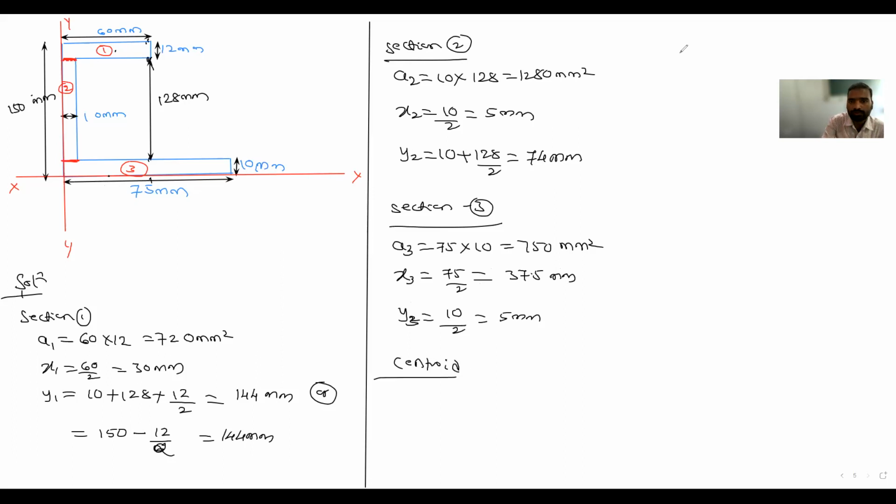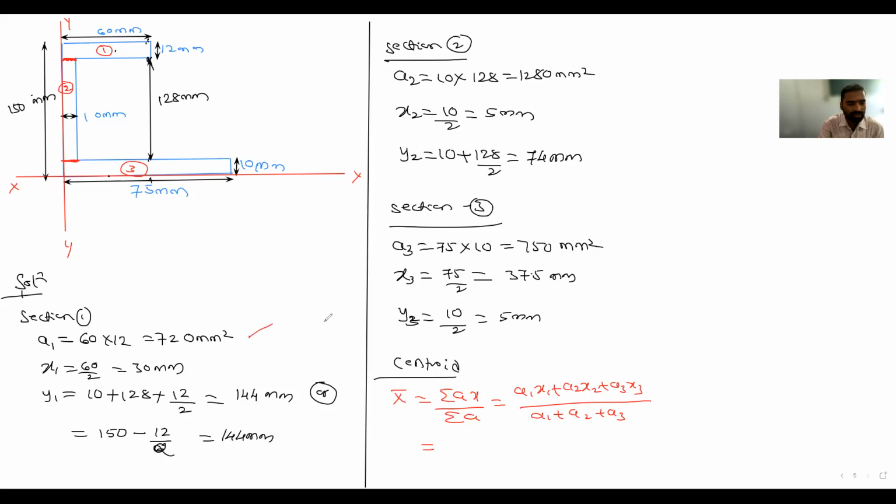What is the formula for centroid? X bar is equal to summation of A X divided by summation of A. How many sections are there here? 3. So A1 x1 plus A2 x2 plus A3 x3 divided by A1 plus A2 plus A3. So you have to substitute and you will get the answer.